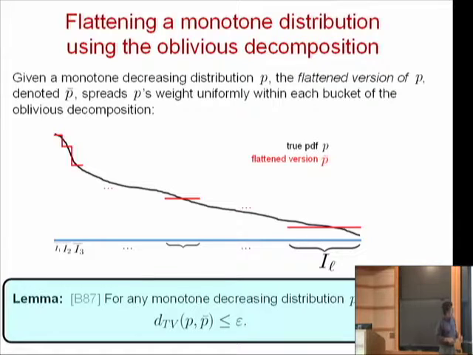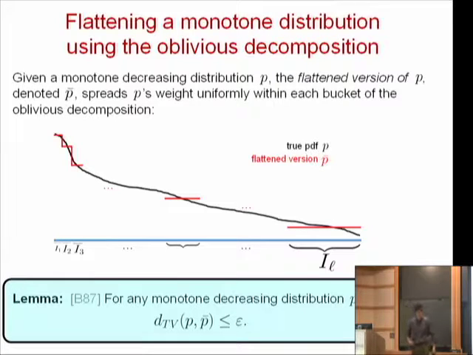Okay? So if your original distribution is this black line, P, the flattened version is just going to be constant over each bucket, but the amount of mass within each bucket is the same in the black distribution and the red distribution. The red line is just like the average height of the black line within the bucket.